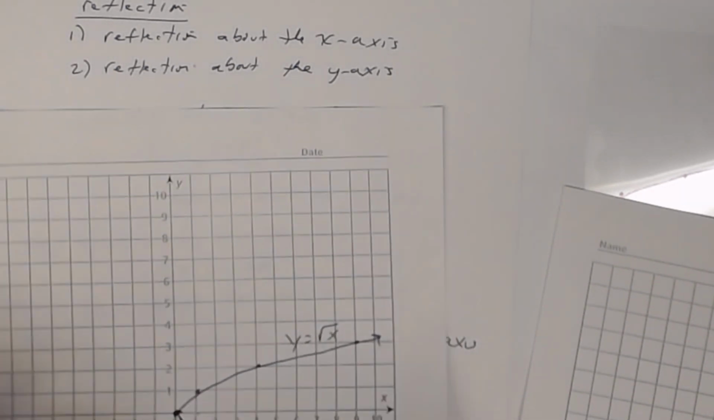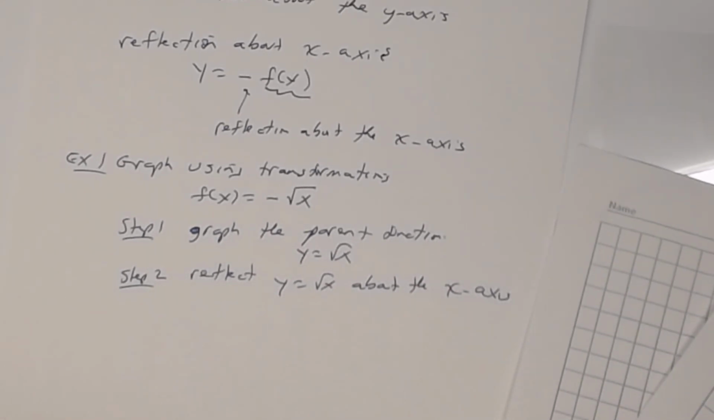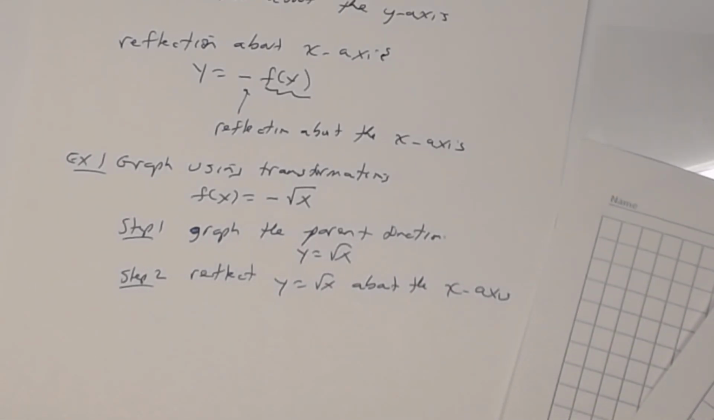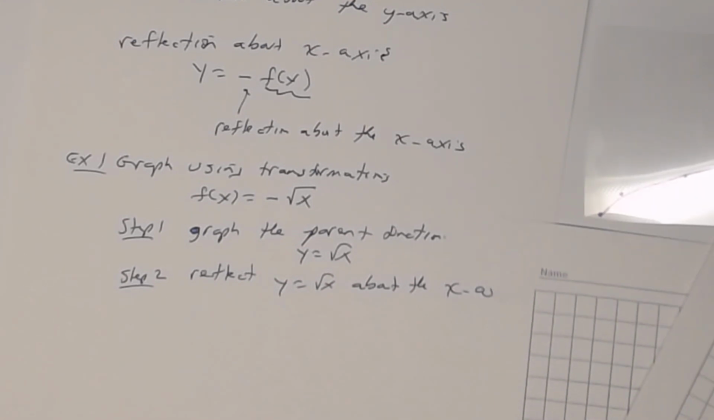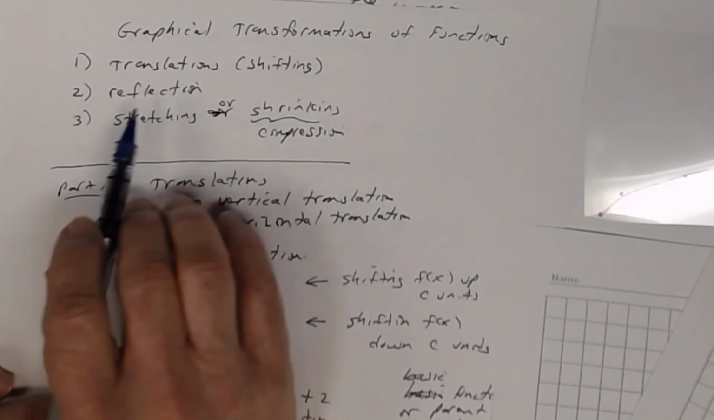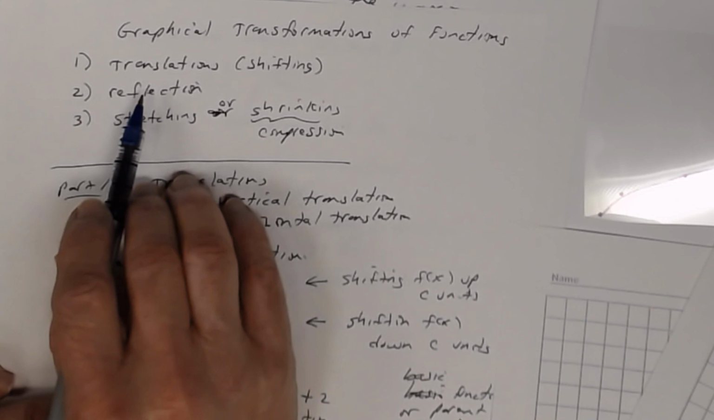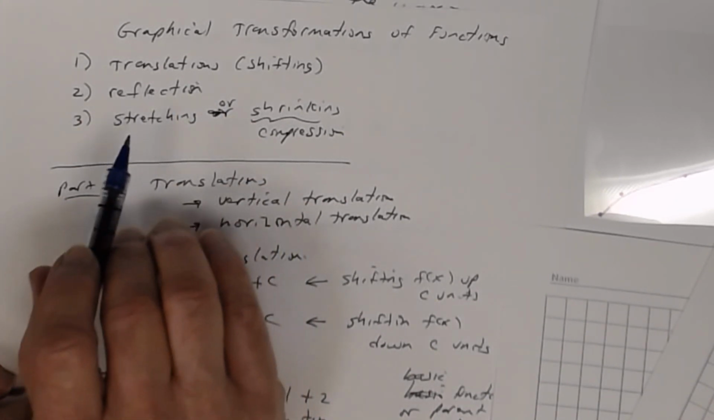Okay, now, here's the other thing I want to do though. One of the other things we mentioned is this. We talked about translations. We talked about reflection. The only thing we did about reflection, though, was reflection about the x-axis. We didn't talk about reflection about the y-axis.